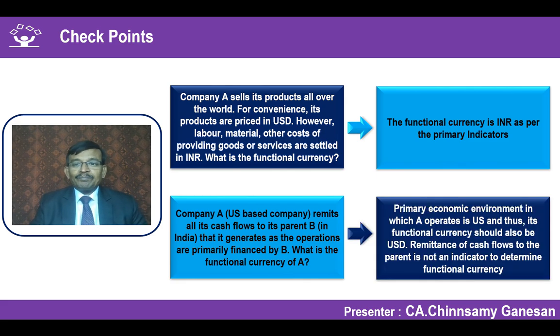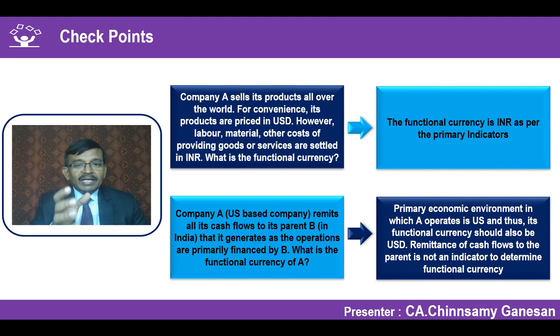Since we said that primary economic indicators say that it's operating in the US, the functional currency should also be the US dollar. But interestingly, what it says is the remittance of the cash flows. So here we are simply saying it only remits the cash flows to the parent company, and to that extent, whether it is a decision of autonomy or not is not clear in this fact pattern.